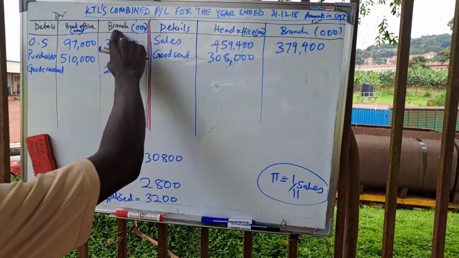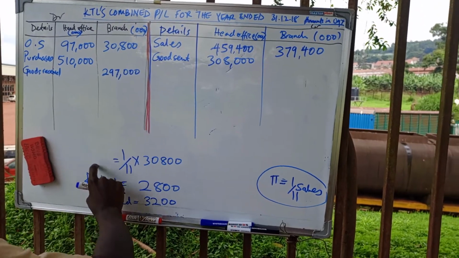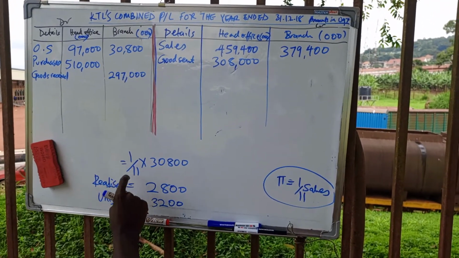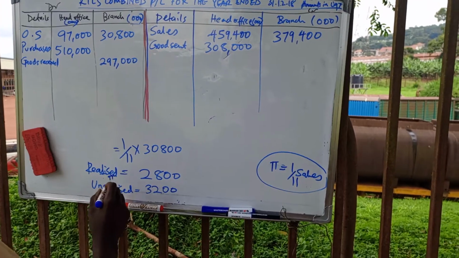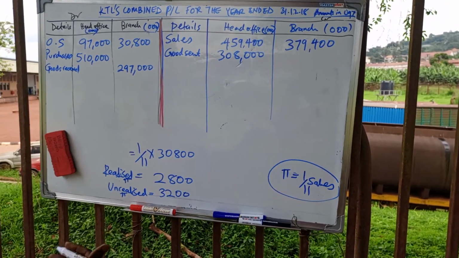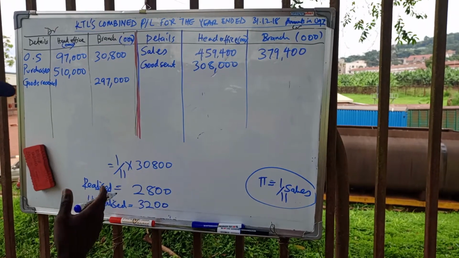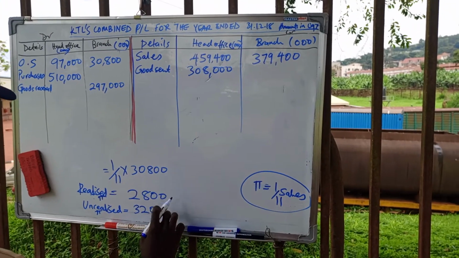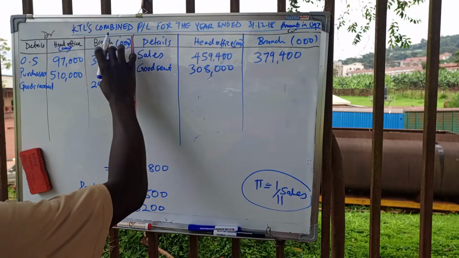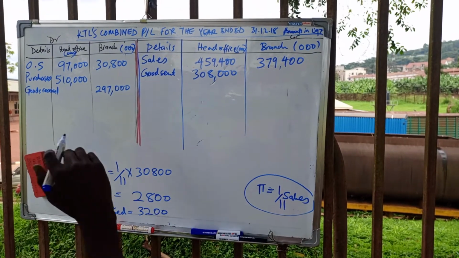The profit on the opening stock of the inventory at the branch is what we call realized profit. But profit on the closing, we call it unrealized profit. It is a profit, but we haven't realized it yet. So recognize that we have calculated these two figures from the opening balance of inventory at the branch and the closing balance of inventory at the branch.